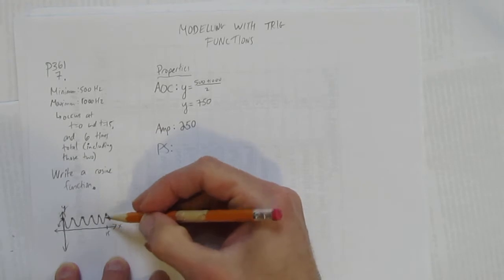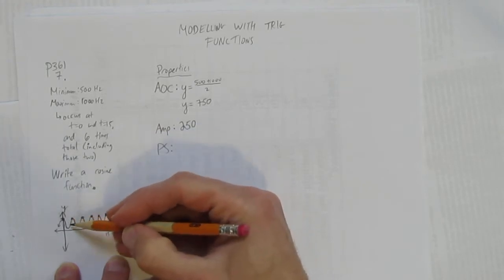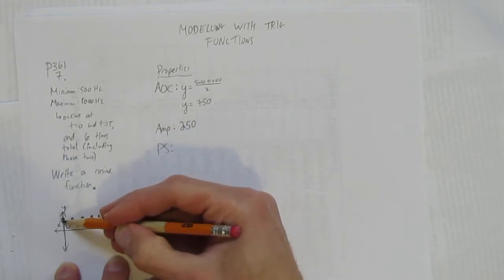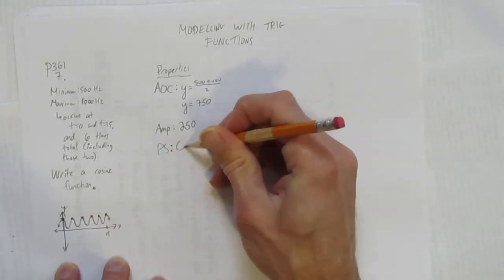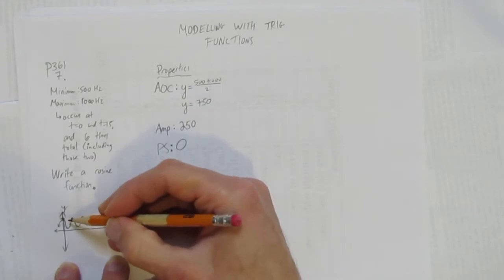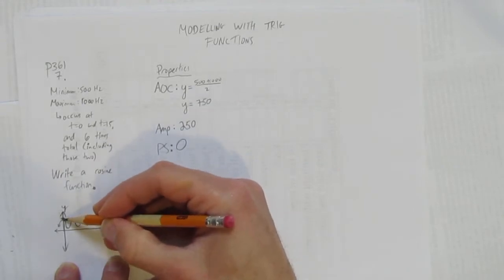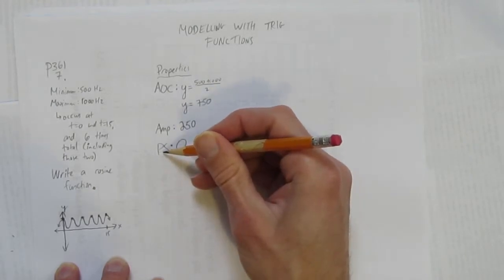This rough graph shows, first of all, the phase shift. Cosine is supposed to start at the maximum at the top of the wave, and this does. It has a phase shift of 0 because the cosine wave starts right at the top, maximum on the y-axis, which this does. That means there's no phase shift.